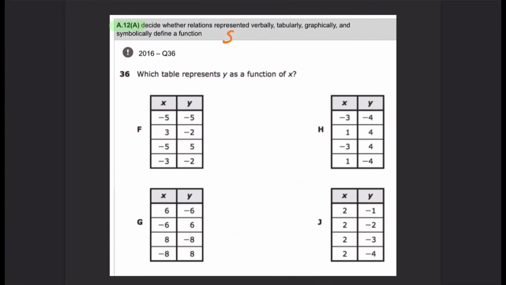For 8.12A, we are going to decide whether relations represented verbally, tabularly, graphically, or symbolically define a function. So for this question, which table represents y as a function of x? Remember, in order for y to be a function of x, each x has to be paired with exactly one y. In other words, the x cannot repeat. As you can see, this x is paired with two different y's, so not a function. This x is paired with two y's, not a function. This x is paired with four y's, not a function, making our answer G.